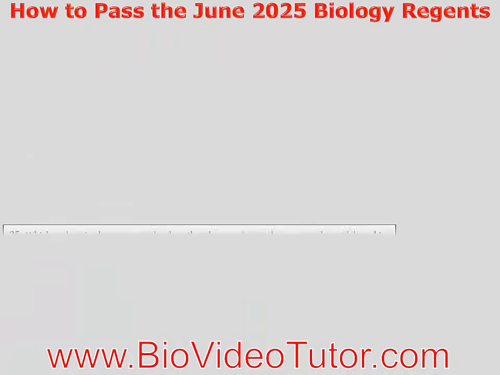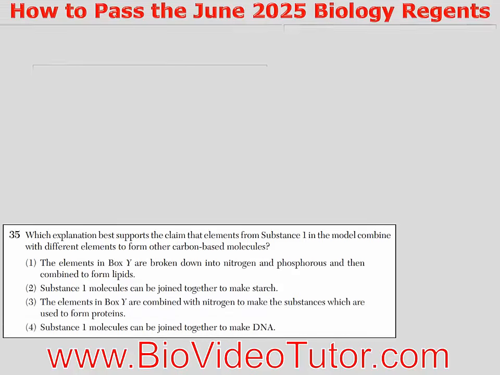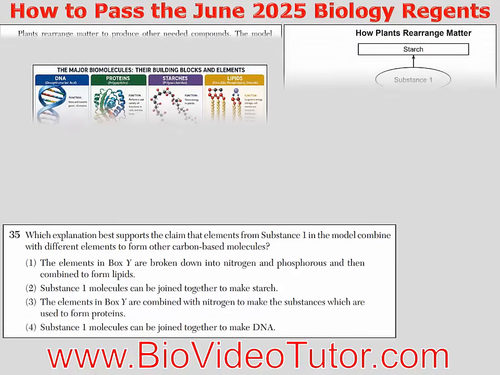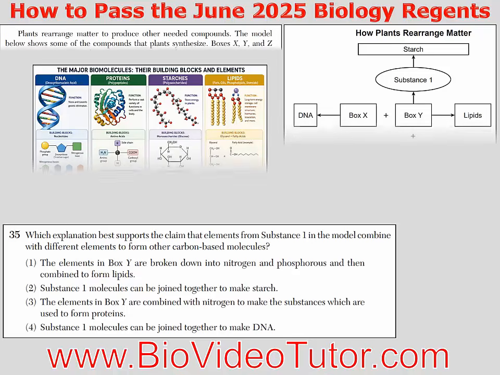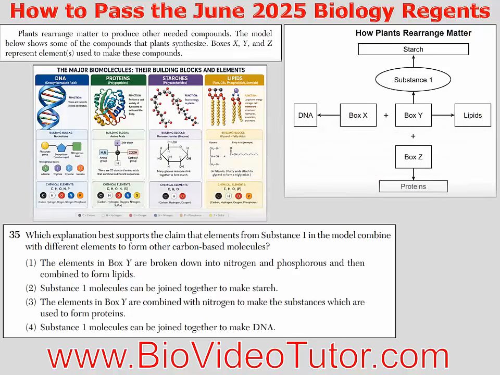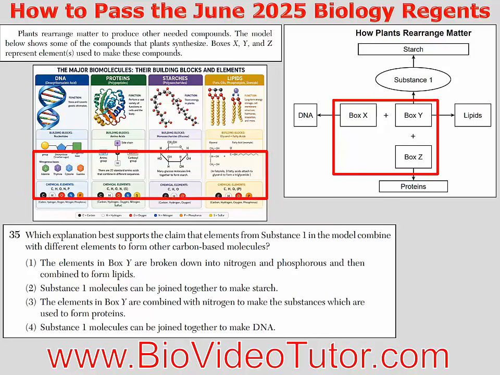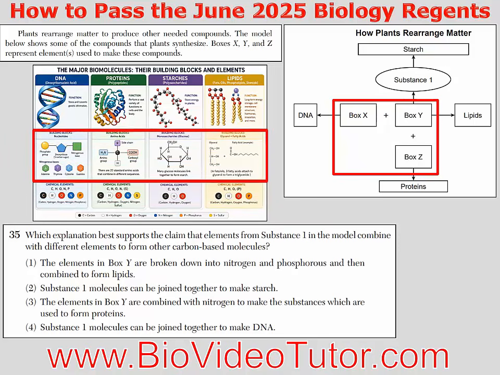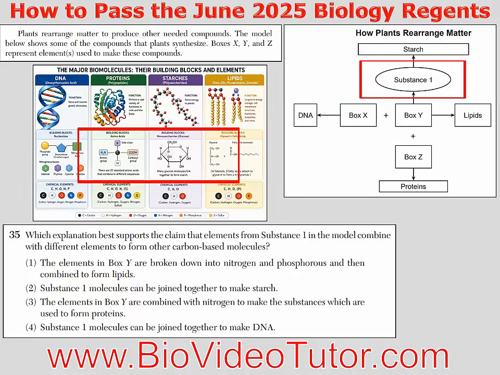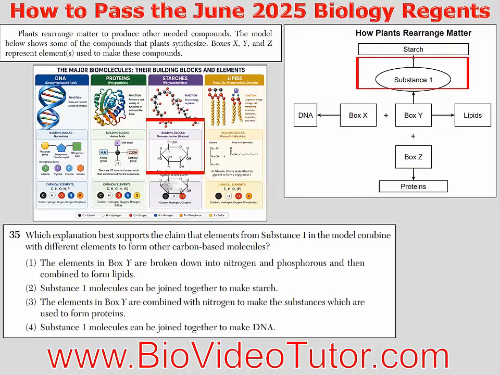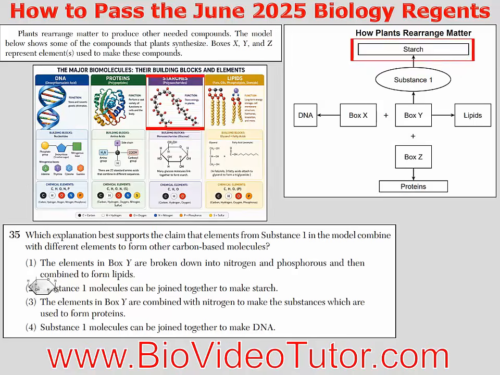How to pass the June 2025 Biology Regents question number 35. Even though DNA, proteins, starches, and lipids look and behave completely different from one another, they are all made up of some of the same chemical elements. Those same chemical elements join together in specific ways to create the different building blocks of these larger molecules, like substance 1, which represents glucose, whose molecules join together to make starch.